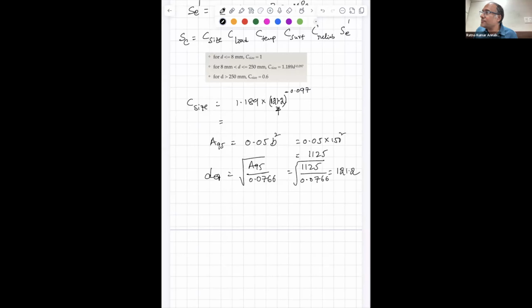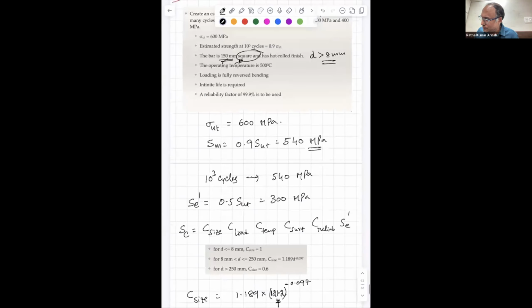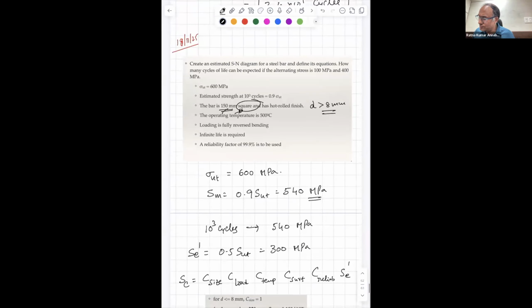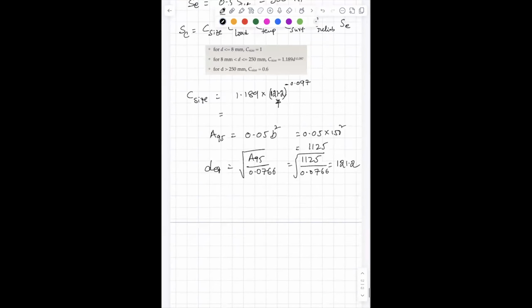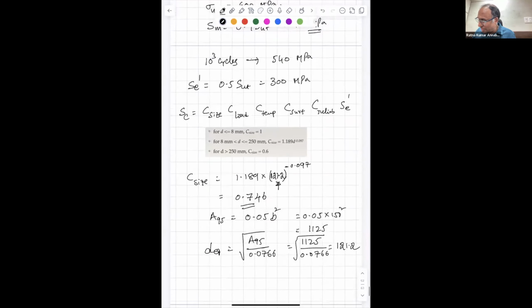Is this process clear? How we are calculating C size? Sir, if it is in case of bending, the area would change, right? It is a bending load. So C size is 0.746. I have calculated C size.